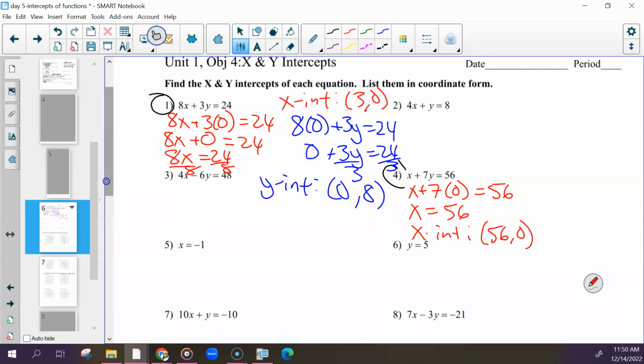Now, generally, you shouldn't get big numbers. If you're starting off with smaller numbers and you get a really big number, something's probably wrong. But in this case, because 56 was already in the problem and our y term disappeared, that makes sense. So just double check your work.